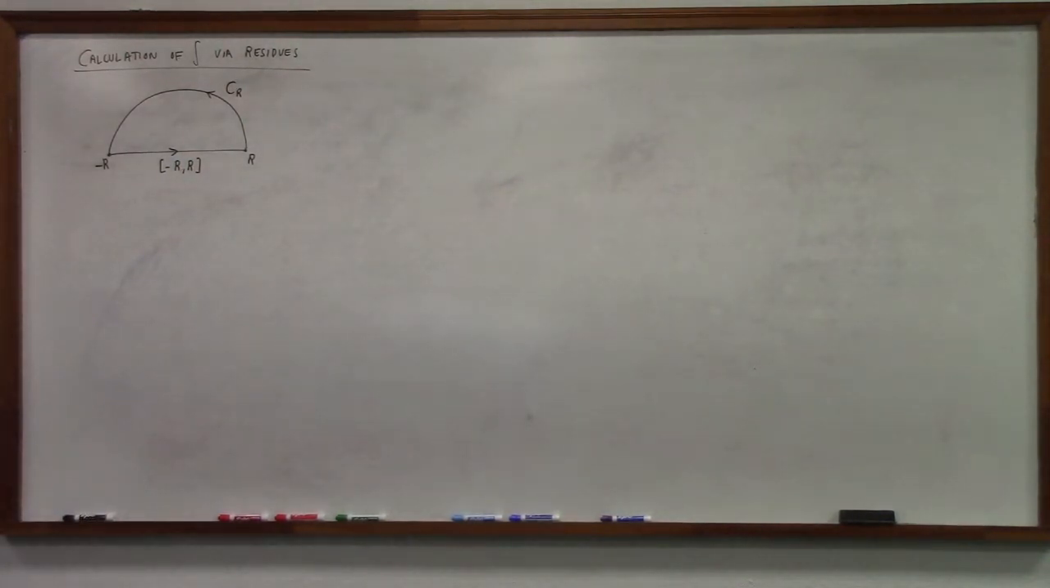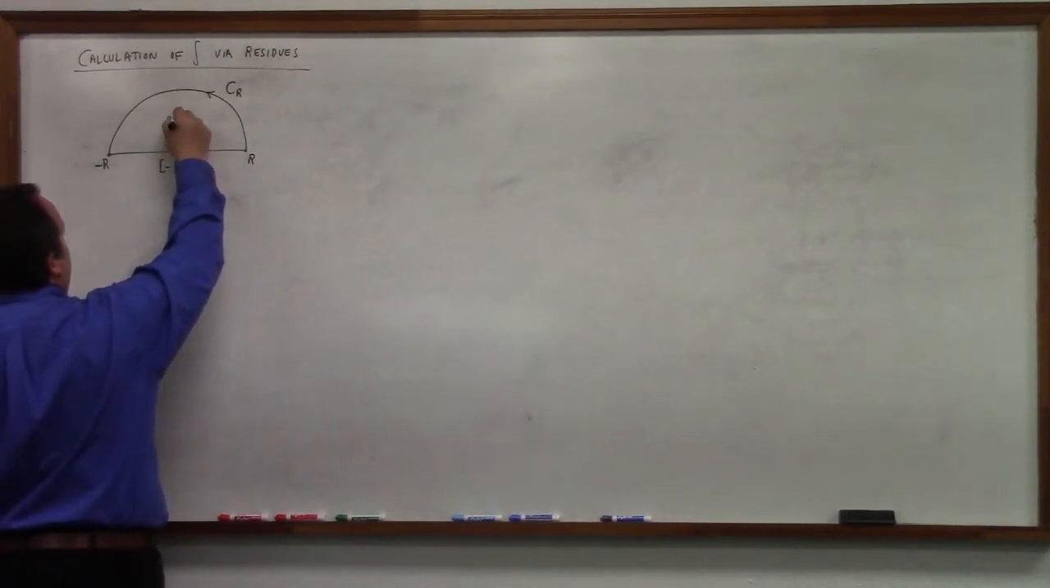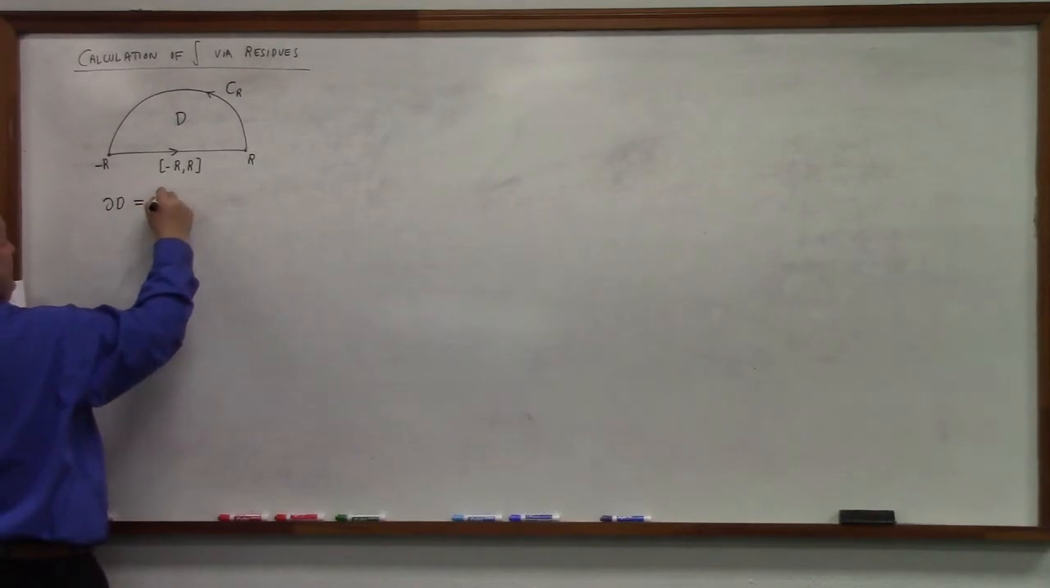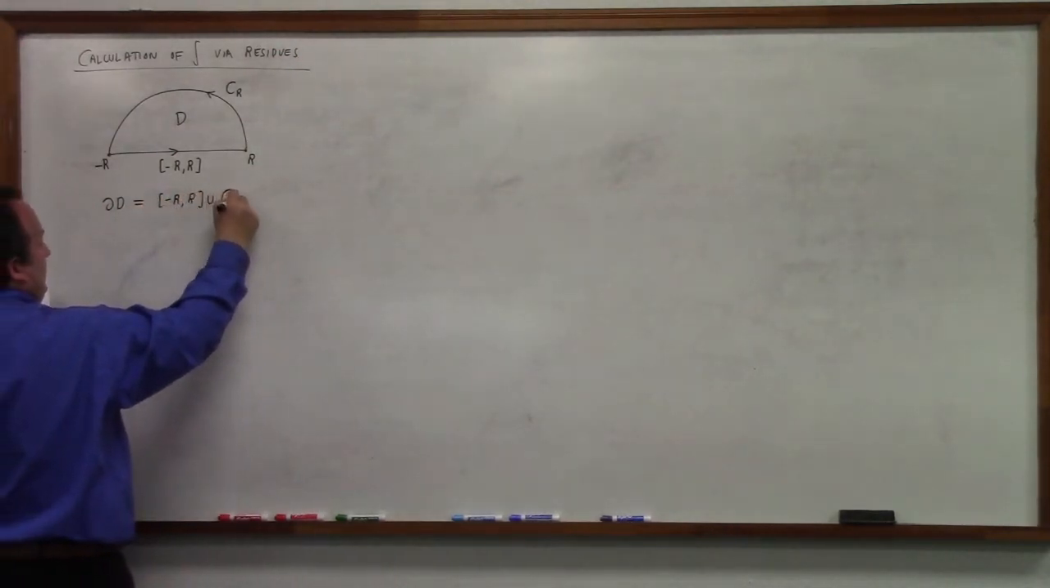Remember, we have a sneaky notation that the closed bracket from complex number to complex number is the line segment from one point to the other in that direction. Okay, so if we consider D to be the interior of this, then the boundary of D is what? It's [-R, R] union with that half circle.